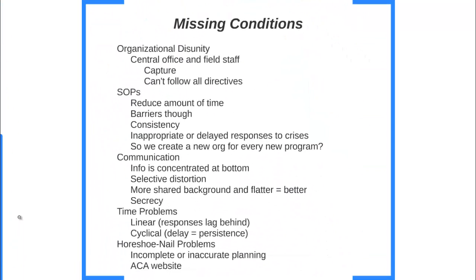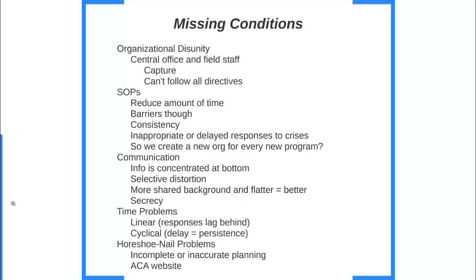So what are these missing conditions? If we start by looking at organizational disunity, most governmental organizations have both a central office and a field staff, and that creates a problem automatically. You have a central office making decisions and then having to pass that information on to a field staff, which means information is inherently going to be lost. The field staff, for multiple reasons, may not listen to what the central office says. First of all, there may be capture.